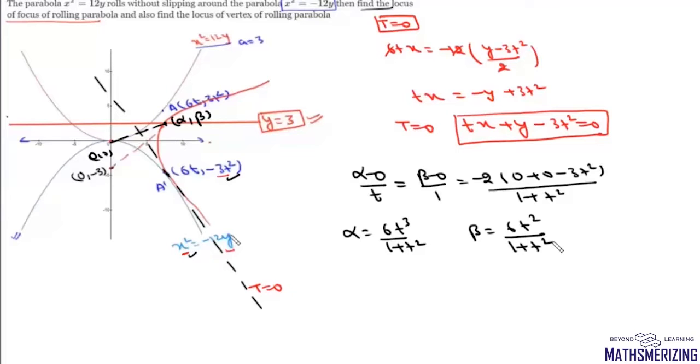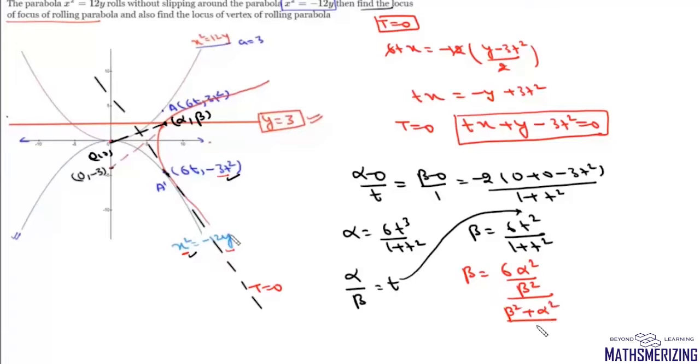Now we'll need to eliminate t from these two expressions. So what we'll do is we'll divide first by second. Then we can write alpha upon beta, and here 6 will cancel, 1 plus t square will cancel, and t square will also cancel. So we'll get alpha upon beta as t. Now we'll put the value of t in this second equation. Then we can write beta equals 6 alpha square upon beta square, and here it will be (beta square plus alpha square) upon beta square, so it'll cancel.